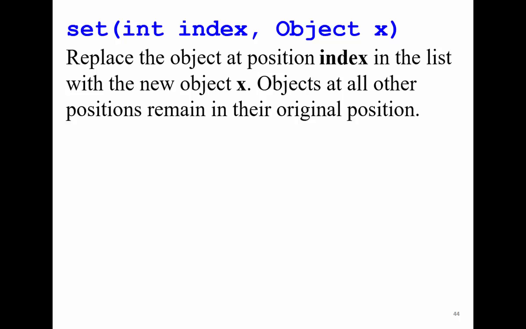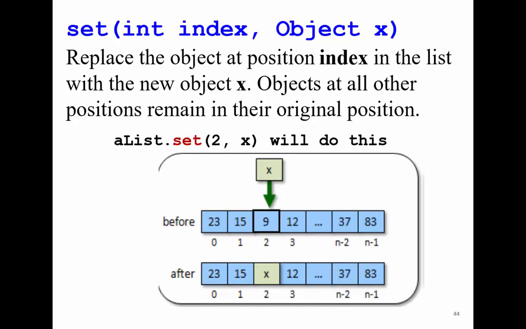Set. You give an index as an argument and you give the object as a value, okay? And now you go to the index and you change the object at that index. Here we have set object x. We go to index 2. We have 9. We replace it with x. The size of the array list is the same. No change in the size.